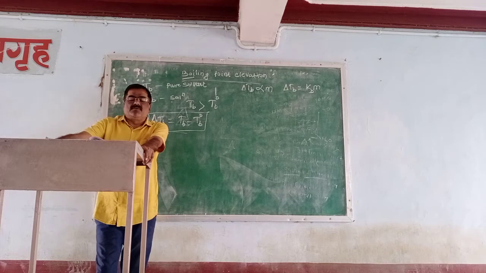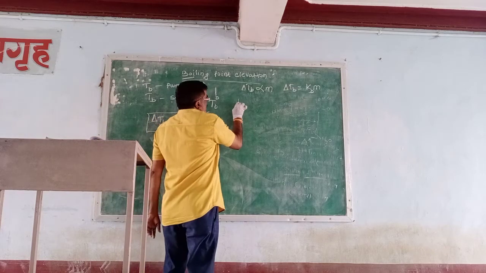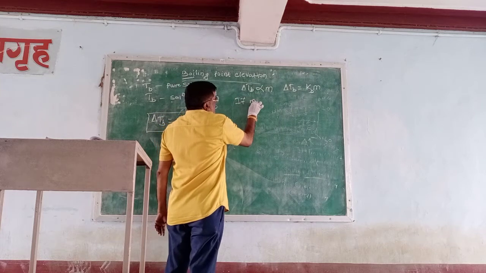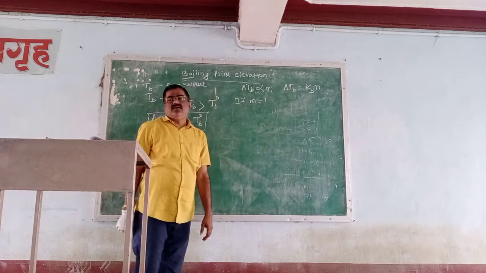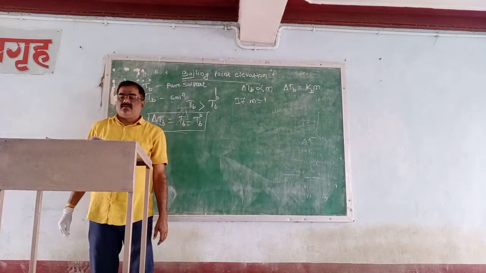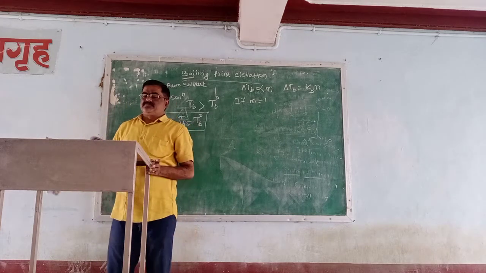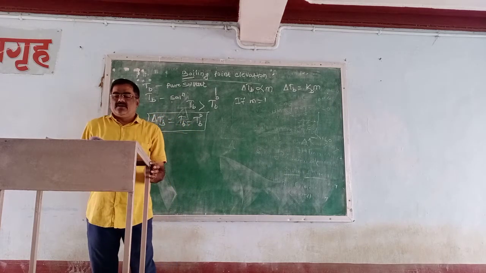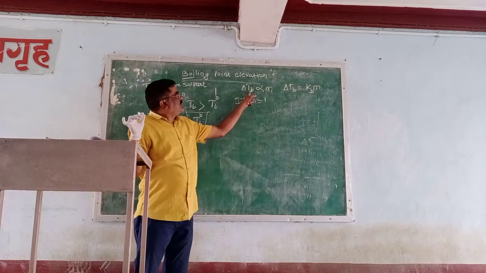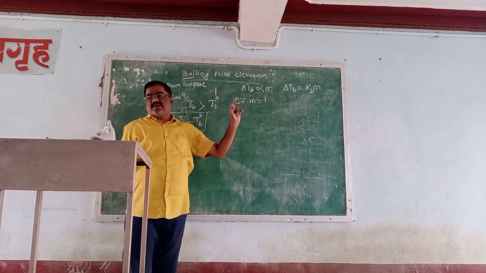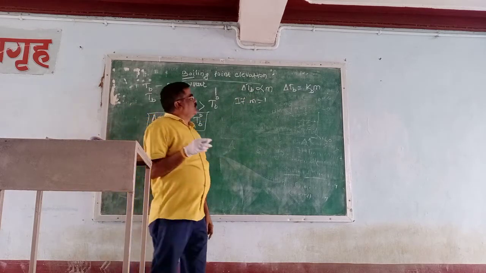ज्यावेळेस आपण समजा जर if we take the molality equal to 1, then delta TB, that is the boiling point elevation, is equal to Kb.